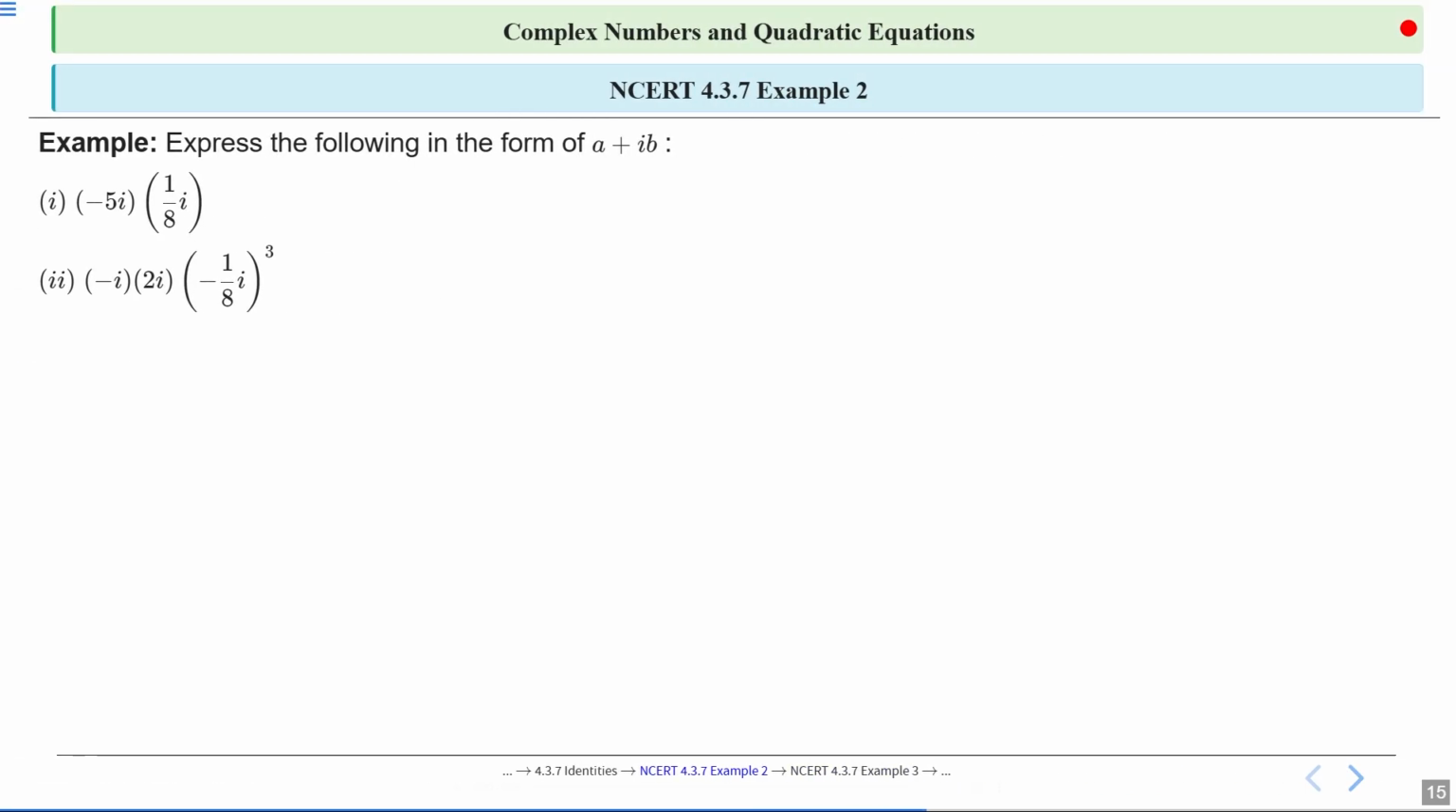Now we will look at an example where we need to express some complex number expressions in the standard form a + ib. In the first part, we have to express the expression -5i × (1/8i) in the form a + ib. And in the second part, we have to express the expression (-i)(2i)(-1/8i)³ in the form a + ib. So first of all, try it yourself and then see the solution.